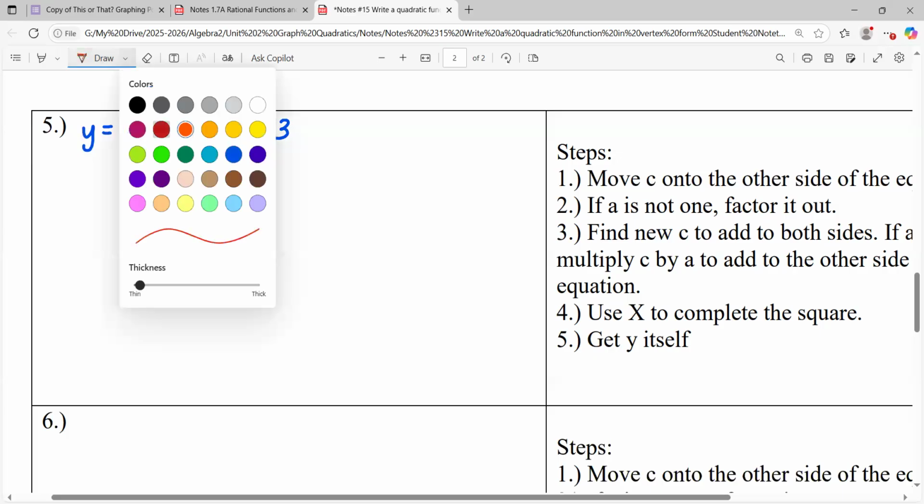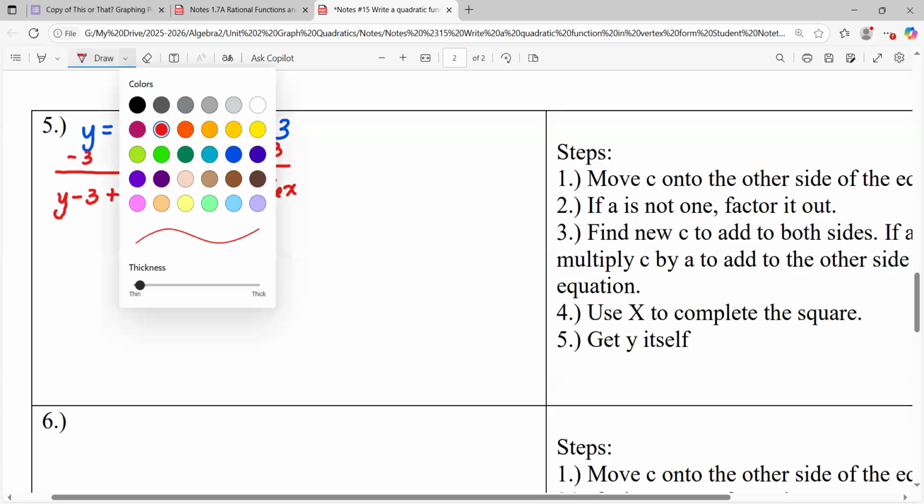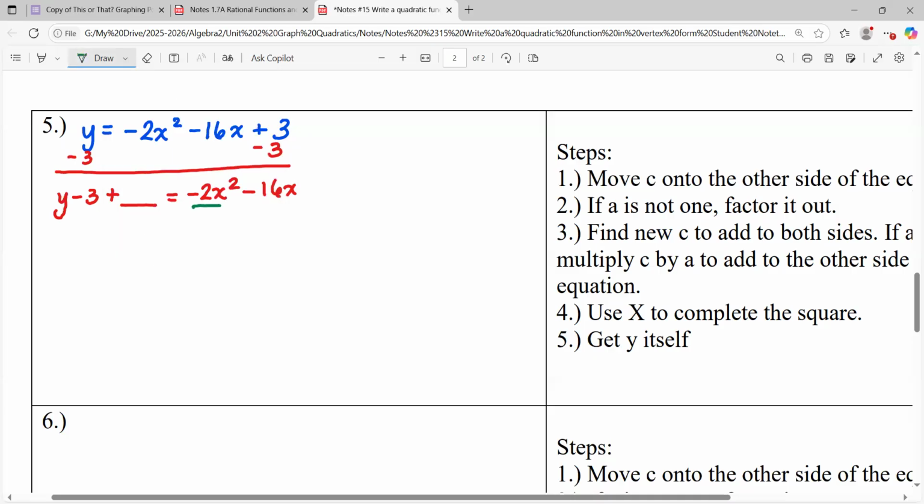So what is my first step? Subtract 3. Okay, so what do we have here? y minus 3 plus a blank equals negative 2x squared minus 16x. So what am I going to factor out of this problem now? Negative 2, because I need it to be 1. I don't want a negative 1. So negative 2, negative 2. So what do we have left when I divide out a negative 2? x squared. Now what happens to the other one? Plus 8x, right? But plus your blank.